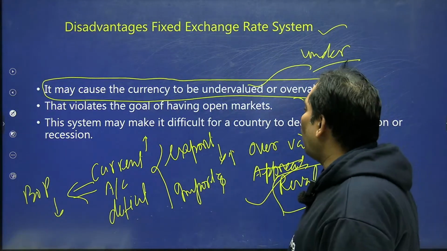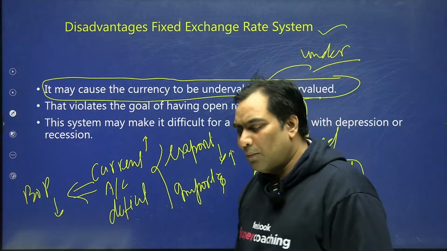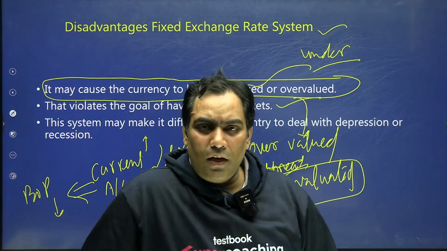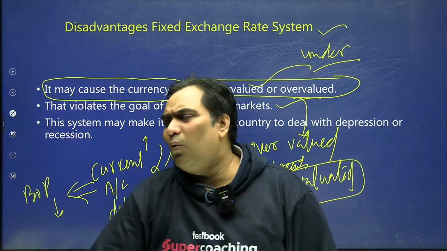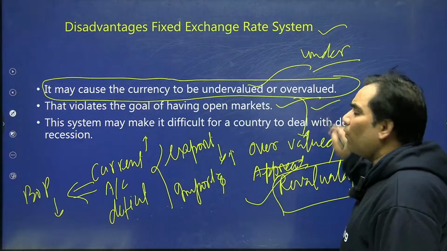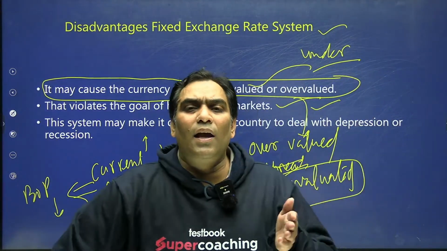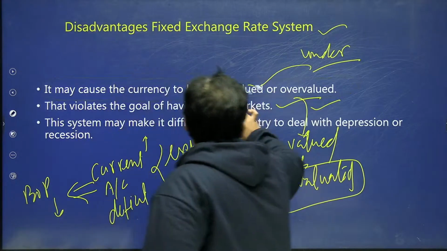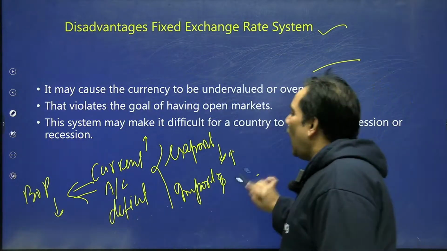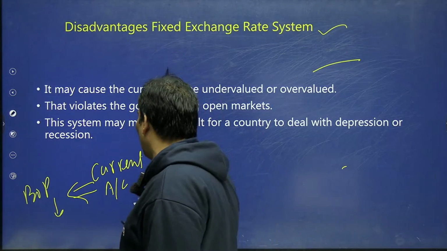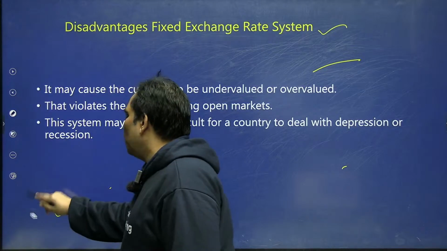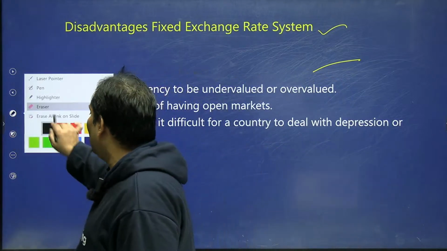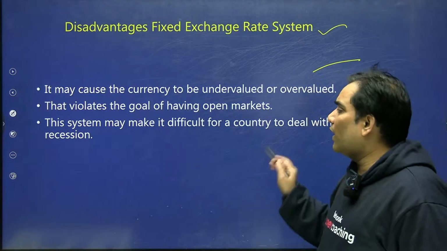The other disadvantage is that it violates the goal of having an open market. The market system is considered to be better because it works on efficiency. We will discuss how it works on efficiency. So it violates the goals of an efficient market. Let me tell you in short how our market system is considered to be better. Why is the market system considered better? Because of efficiency, because in a market system the efficient forces lead. So we can say that it violates.